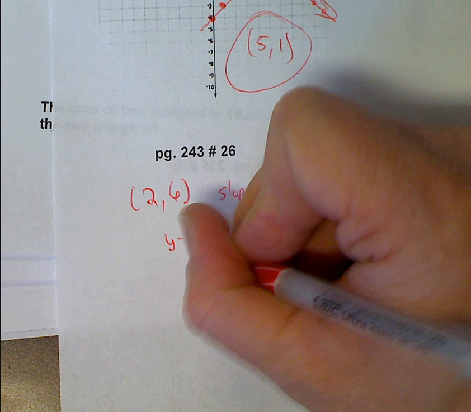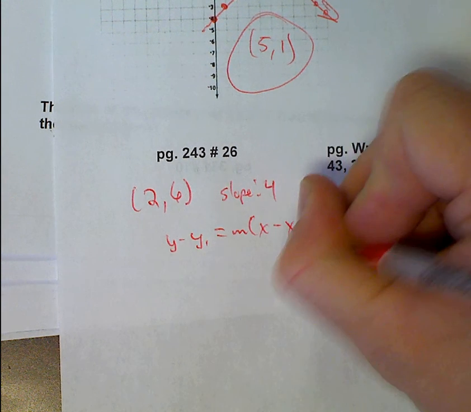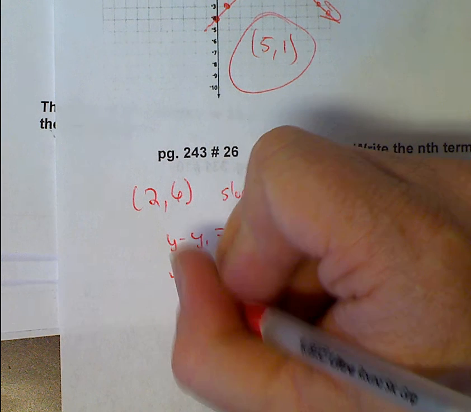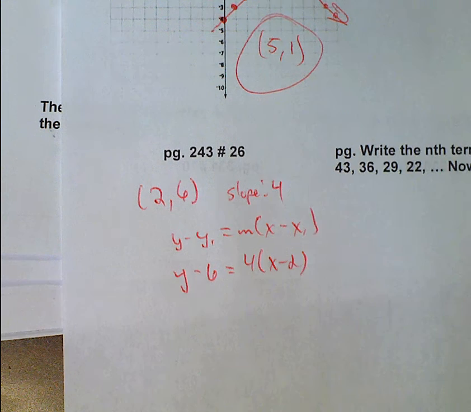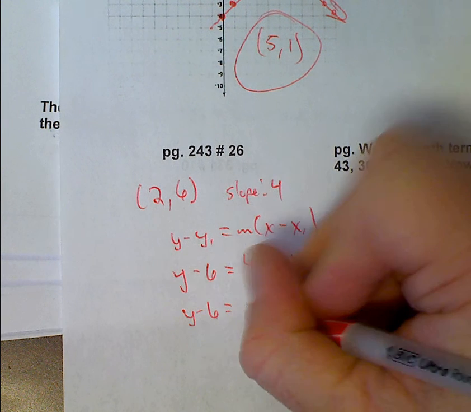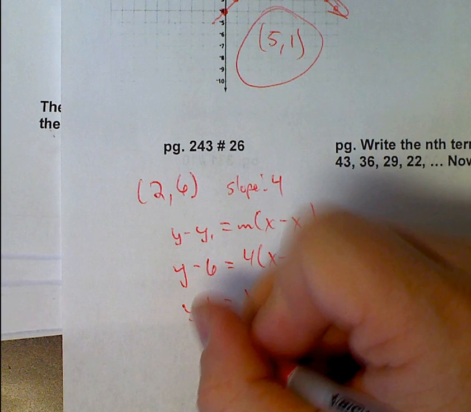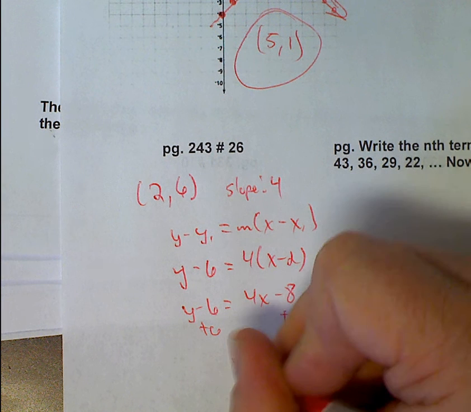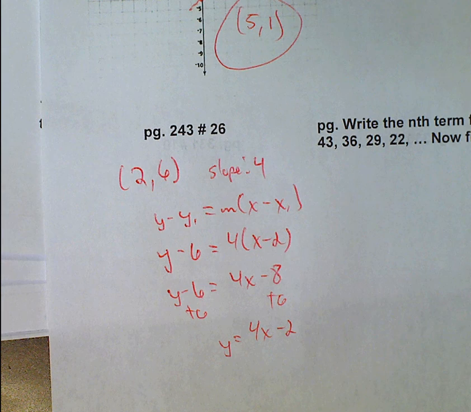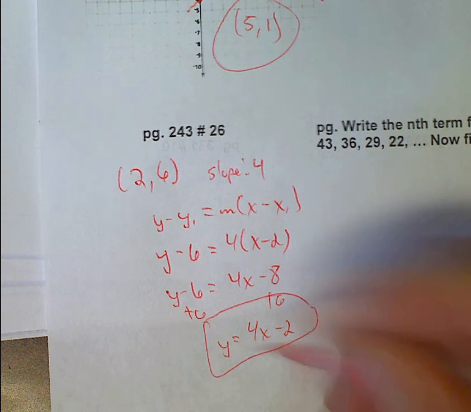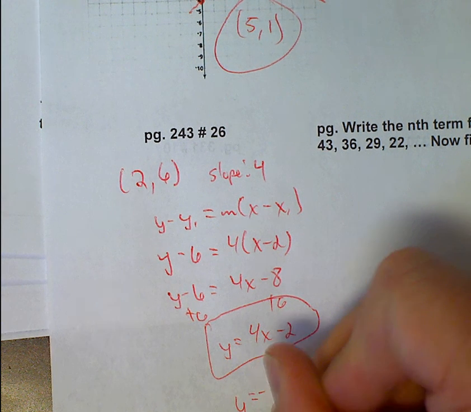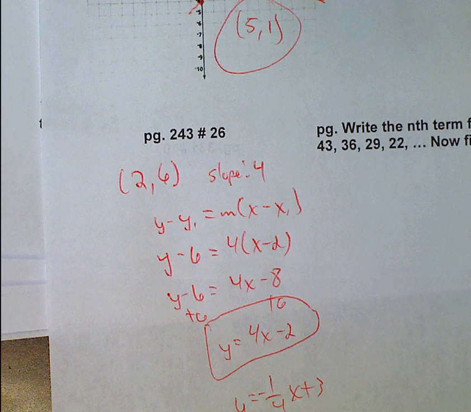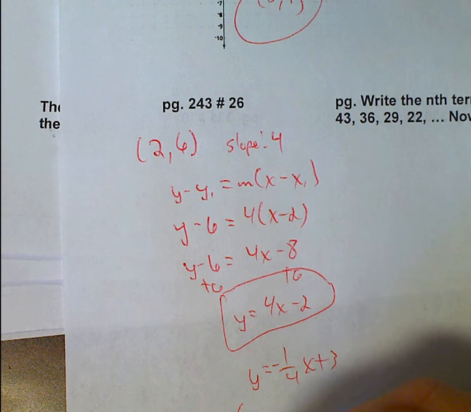Now I use y minus y1 equals m times x minus x1. So y minus 6 equals 4 times x minus 2. Y minus 6 equals 4x minus 8. Add 6, y equals 4x minus 2. That would be the equation that would be perpendicular to this equation. So if you would graph that, my lines would literally connect at a right angle.